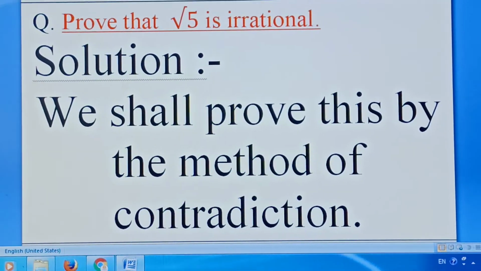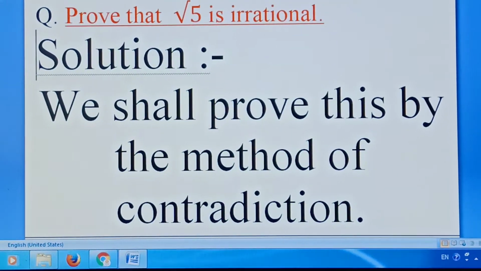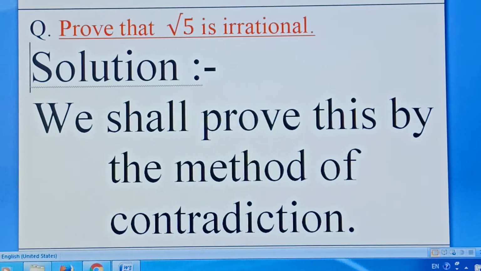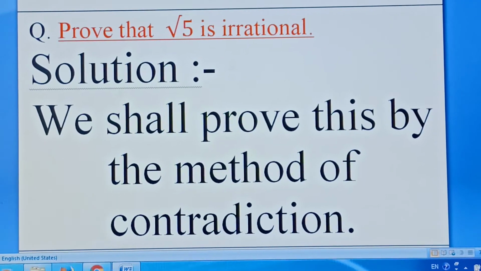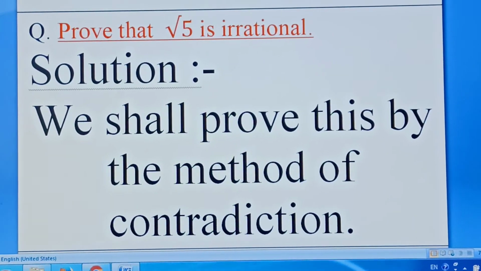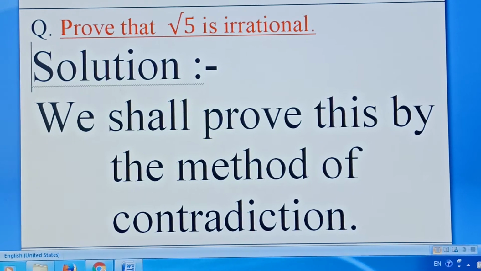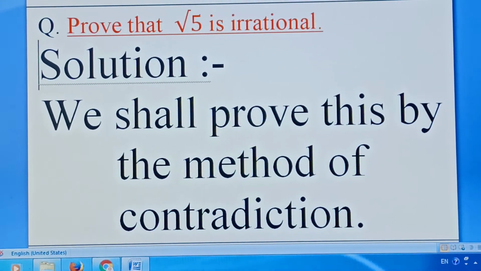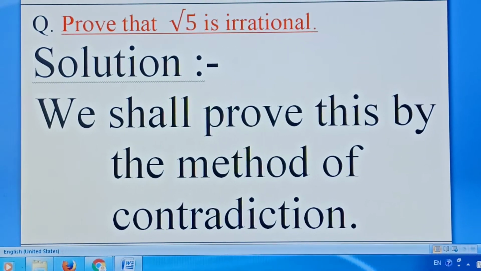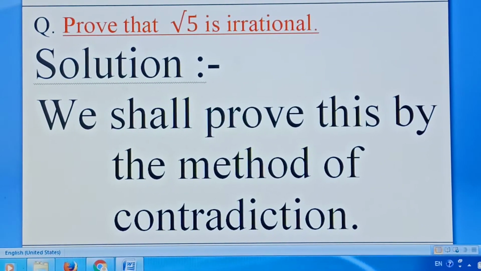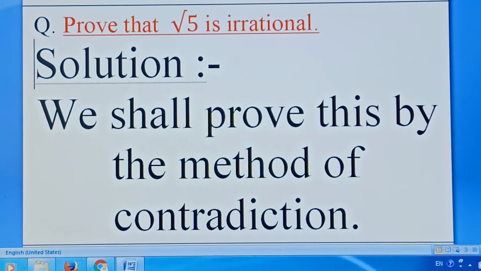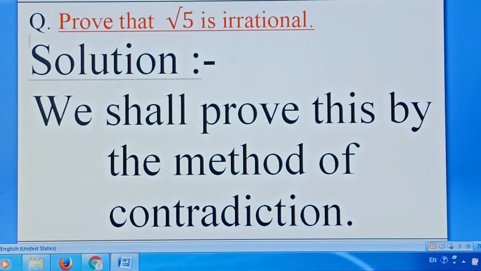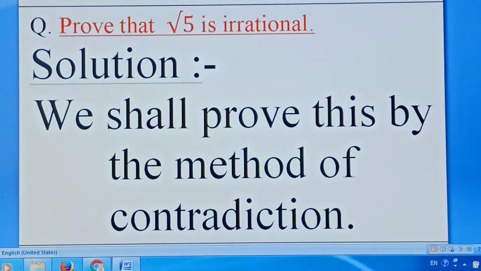Solution. We shall prove this question by the method of contradiction. Method of contradiction. The question is telling you to prove under root 5 is irrational. So, we will treat it as under root 5 is rational.